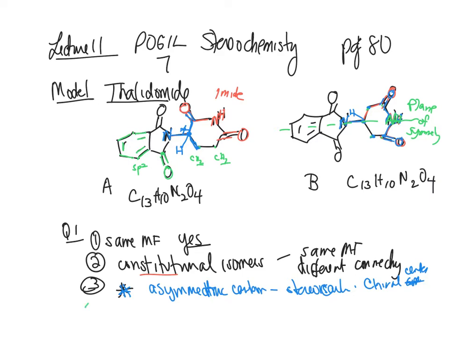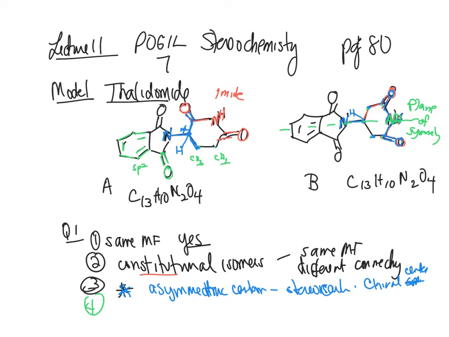So that's what 4 is asking. Determine if there is an internal plane of symmetry in compound A or B, and draw a dotted line to determine where the plane is. So you see where I drew the dotted line? Okay.